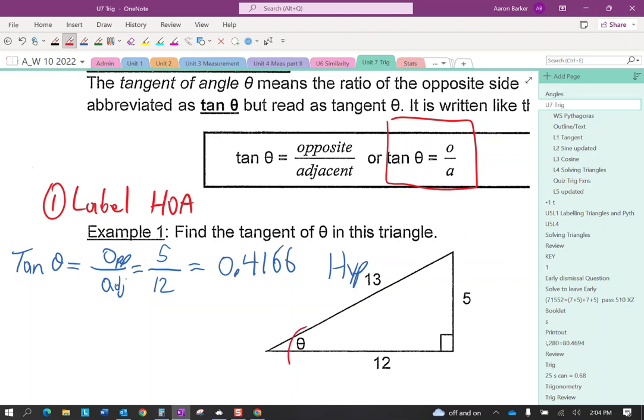Now what we're going to do is change the angle. So instead of theta down below, we're going to put a B with a tail, which is called beta. So now we're going to find tangent beta. When you switch angles, you have to relabel your HOA. Write the B down, and redo your HOA.